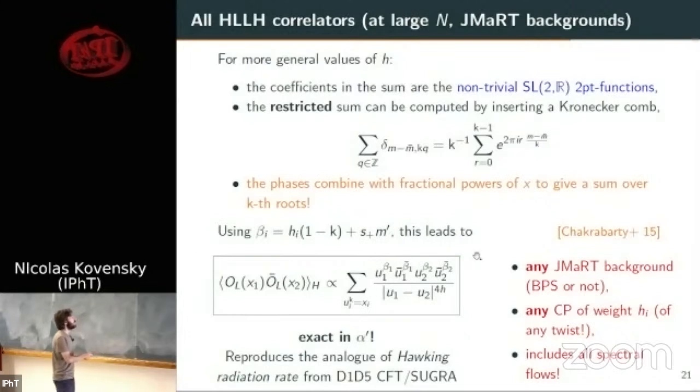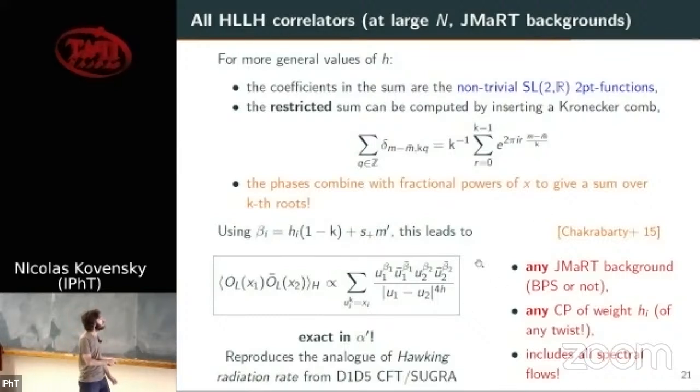For example, one of the consequences of this formula is that you can use it to reproduce the Hawking radiation rate for any of the J-Mart geometries that was computed in this paper by David and Bidisha and collaborators. From special cases of this function, you can compute the Hawking radiation rate, and it matches exactly the computation from the symmetric orbifold CFT.